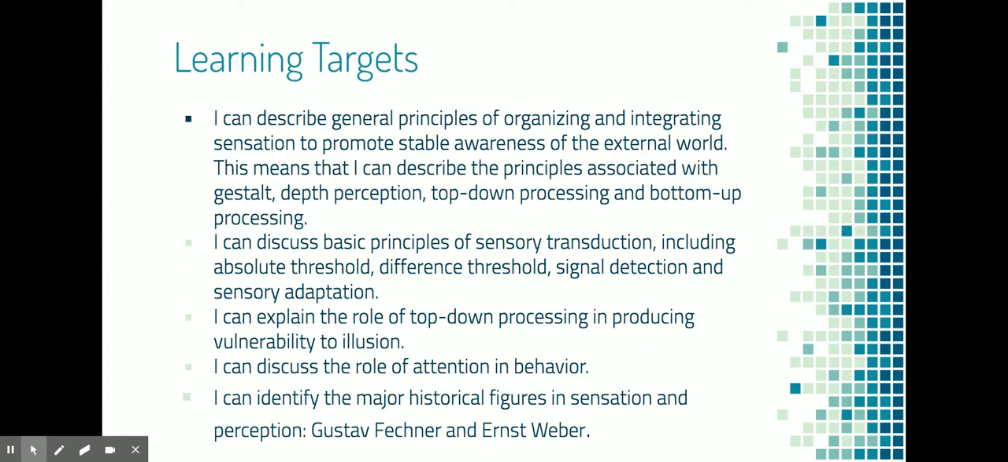Two, this is a large focus for today, I can discuss basic principles of sensory transduction, including absolute threshold, difference threshold, signal detection, and sensory adaptation. Three, I can explain the role of top-down processing and producing vulnerability to illusion. Four, I can discuss the role of attention and behavior. And then finally, we'll look at the work of major historical figures in sensation and perception, both Fechner and Weber.